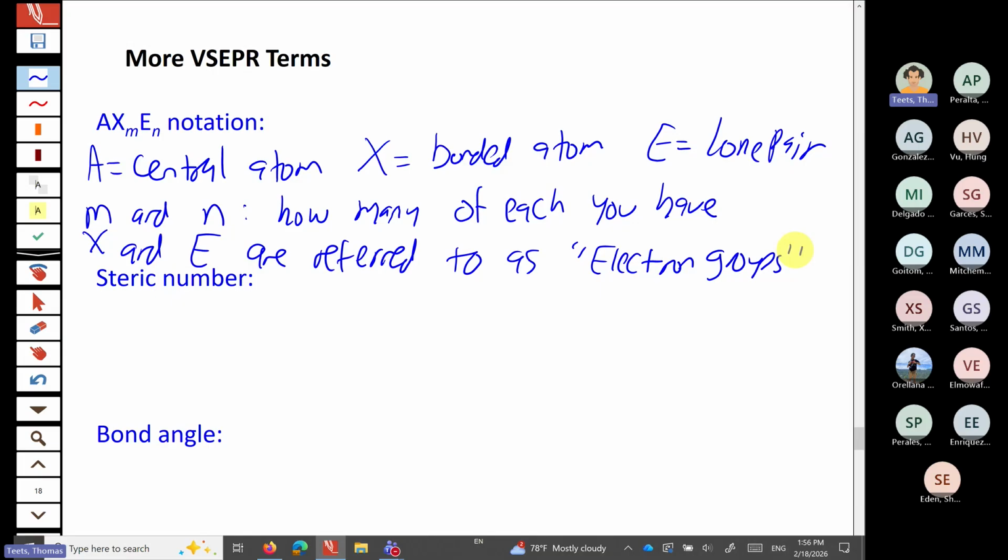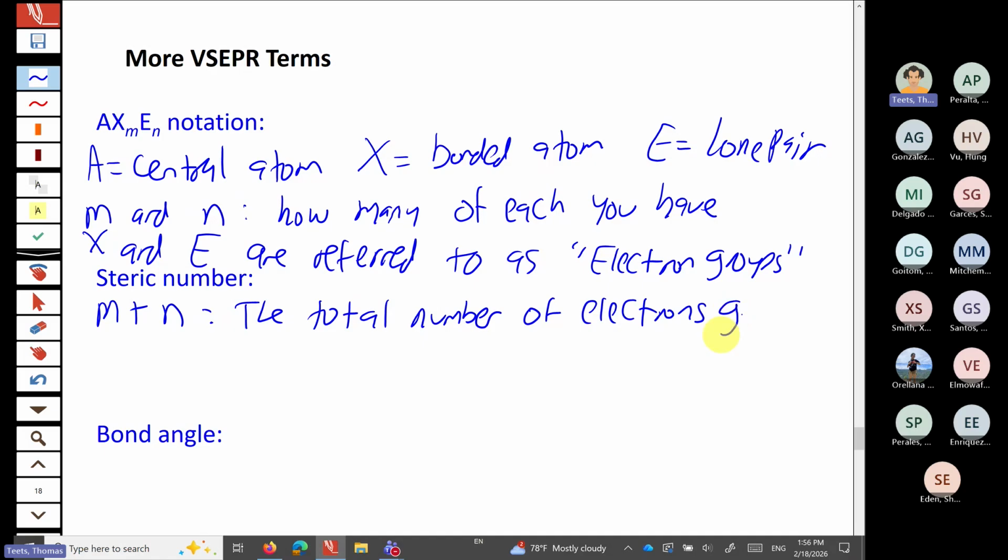Okay. Another term that, again, your book doesn't use, but I like it, is what's called the steric number. This is given as the sum of those two subscripts, M plus N. It tells you the total number of electron groups. And as we'll see in a little bit, that defines what the electron group arrangement is. The possibilities are basically 2, 3, 4, 5, or 6. There's only 5 possibilities that you have to really worry about. So M plus N, the sum of those two, is the total number of electron groups.